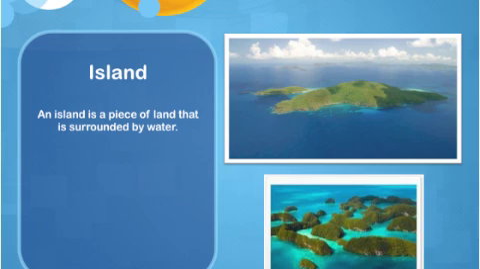Okay guys, let's talk about an island. An island is a piece of land that is surrounded by water. It's much smaller than a continent, which we also know is surrounded by water. And islands can be by themselves or they can be in groups. And if they're in groups, they're called an archipelago.